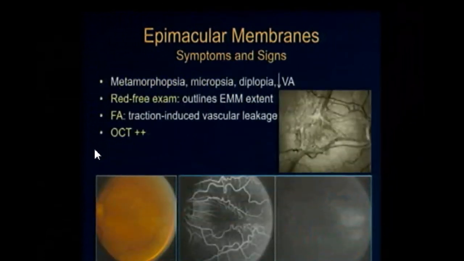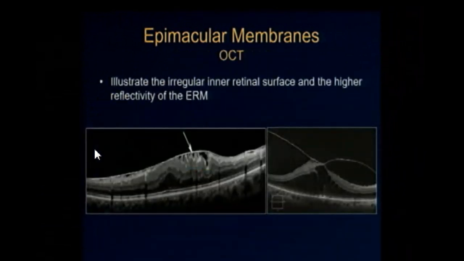What do people suffer from? Well, they can complain of metamorphopsia, diplopia, decreased vision. If you do a red-free exam, examining with green light, you can see the epiretinal membrane outlines really nicely. If you do a fluorescein, as I said, you will see traction and leakage. And if you do an OCT, the OCT will definitely show you the epiretinal membrane with the wrinkling and the distortion of the retina. It could be very thick, or it could be more or less focal.